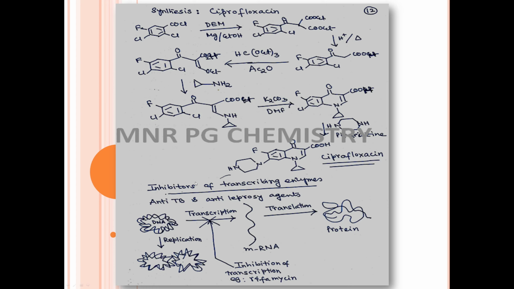Now what is the mode of action of this molecule? This is the transcribing enzyme inhibitor, that topoisomerase. So this is used for the treatment of the TB and leprosy. This is anti-TB and anti-leprosy agent. So now this is the DNA, and the DNA is undergoing the multiplication, that is called as a replication.